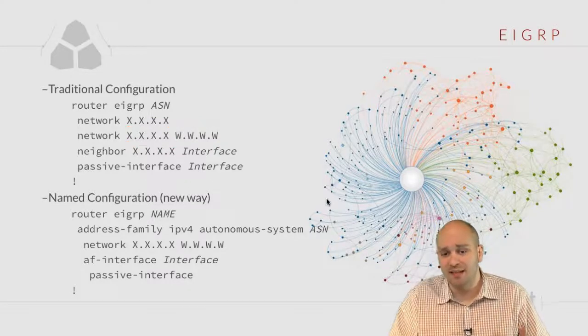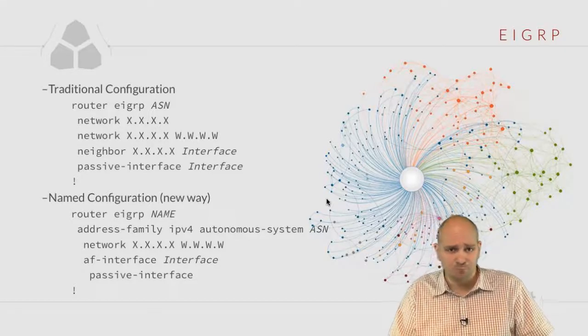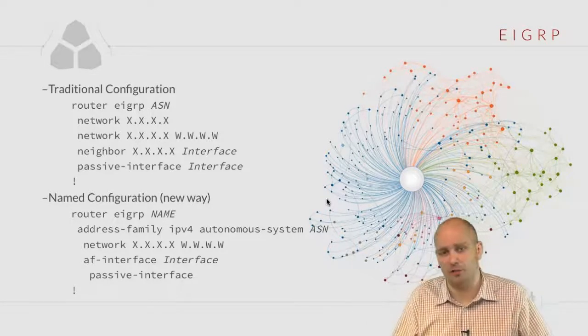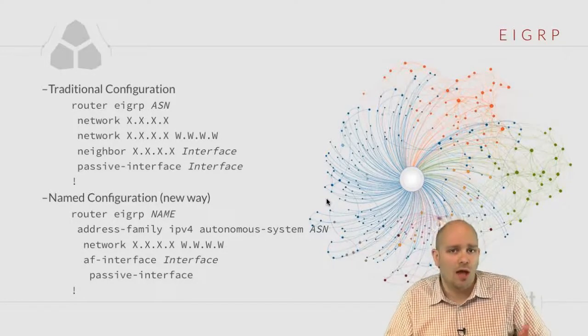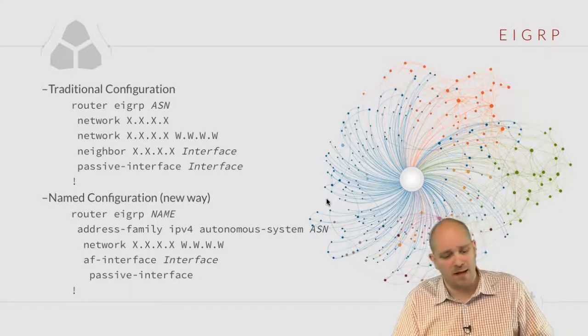Wildcard mask in the case of network statements is simply an inverse, reverse net mask. Whatever is set to 1 in the net mask needs to become 0 in the wildcard mask. So 1 becomes 0, 0 becomes 1. So it's really just an inverted net mask.